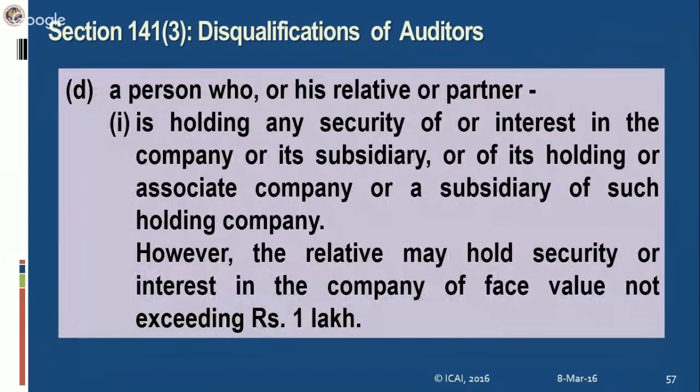141(3)(d). A person who or his relative or partner. So in D, there are three clauses. A person who or his relative or partner. There are three possibilities: who himself, or his relative, or his partner. A person who or his relative or partner is holding any security. Here the word is any security.